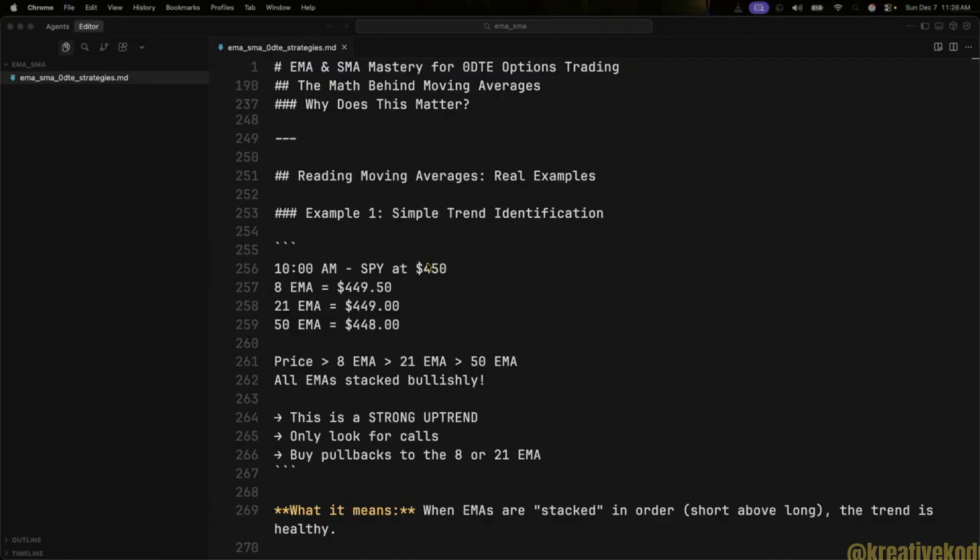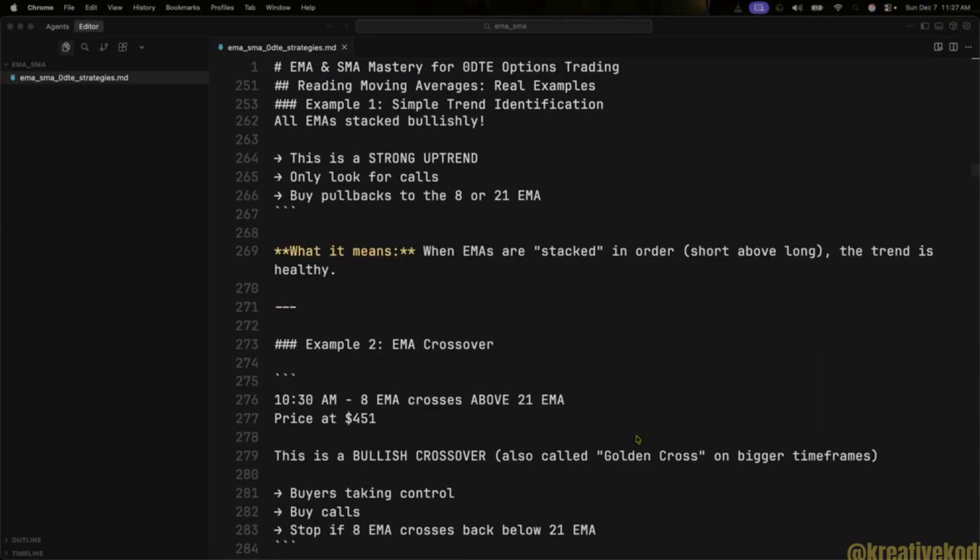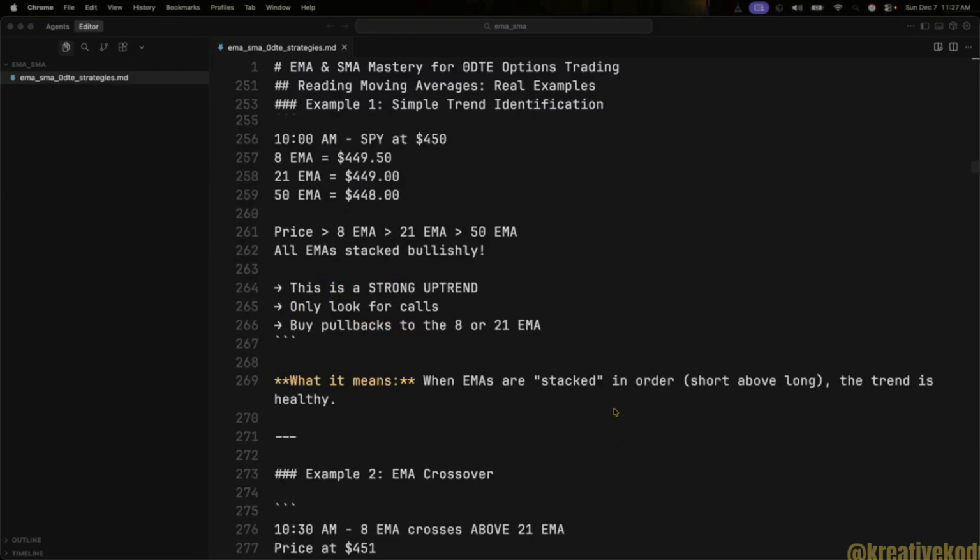What we're waiting for is the price to break above the average. If it broke above the average at 450, ding, ding, ding, now it just broke above. Now we have our signal that triggered, and we're ready to enter a call position. But again, there's a lot more to it, and this is a simple trend confirmation, right? So what this means is when the EMAs are stacked in this order, the short above the long, the trend is healthy. So that's an example of an EMA, right? Does that make sense?